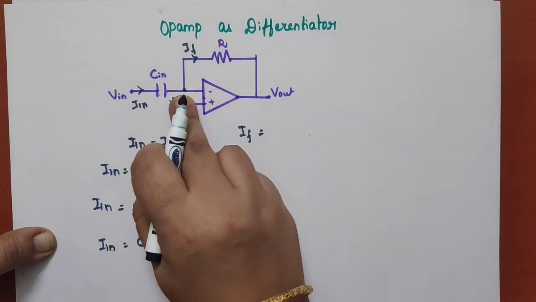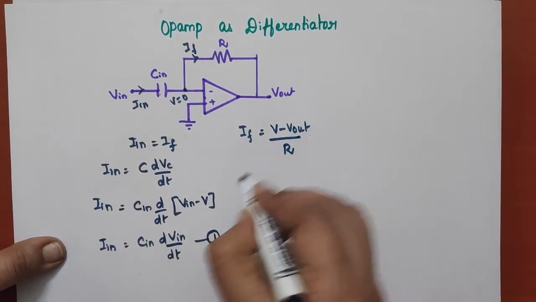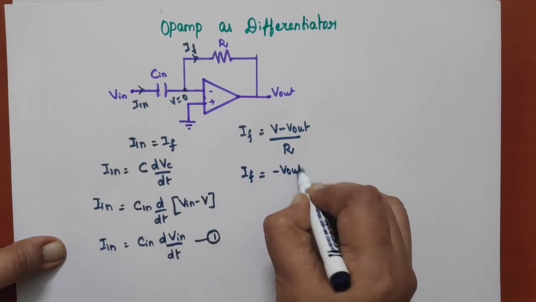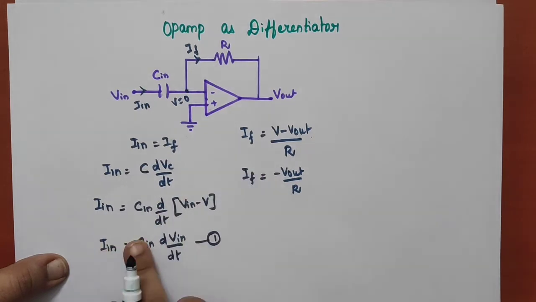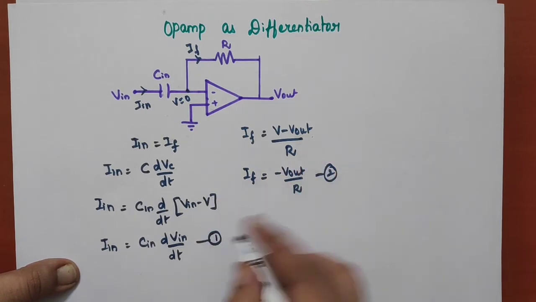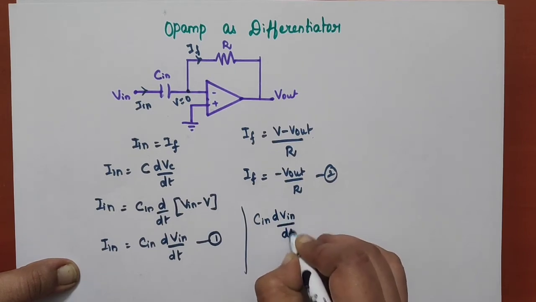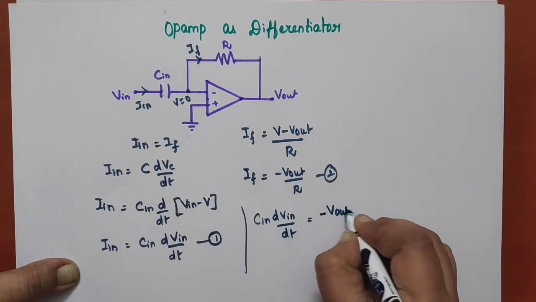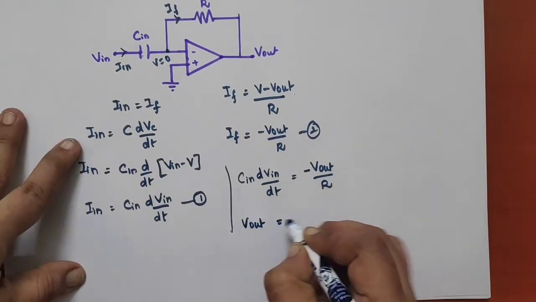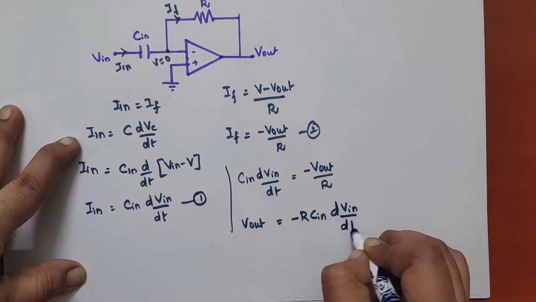At the output side, the current flowing through the resistor can be written as If is equal to V minus V out divided by R. Here V is equal to 0, so If is equal to minus V out divided by R. Since op-amp does not draw any current, In is equal to If, we can equate both these equations. Cin dVin divided by dt is equal to minus V out divided by R, or we can write V out is equal to minus R into Cin dVin divided by dt.